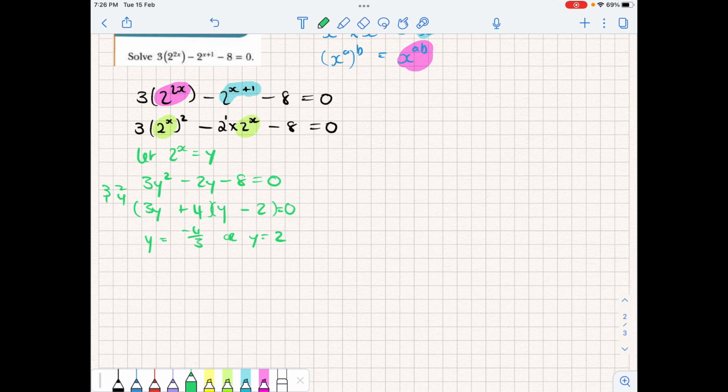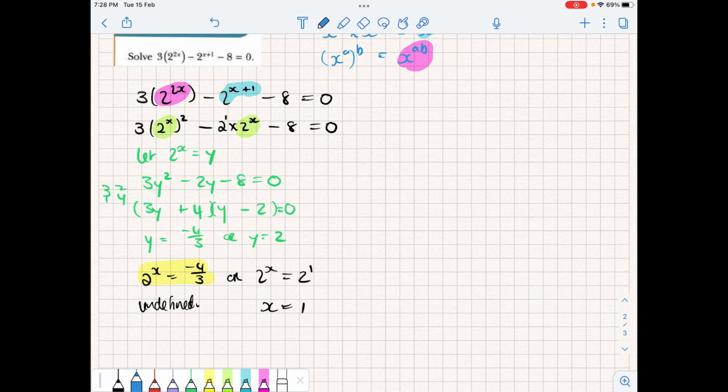And now we just need to remember that y wasn't y, it was 2 to the power of x. So we can replace that and say 2 to the power of x must be equal to minus 4 over 3, or 2 to the power of x must be equal to 2. On the left-hand side, we have something raised to x to give us a negative number, and so this is undefined. On the right-hand side, 2 to the power of x equal to 2 is just 2 to the power of 1, and so x must be equal to 1.